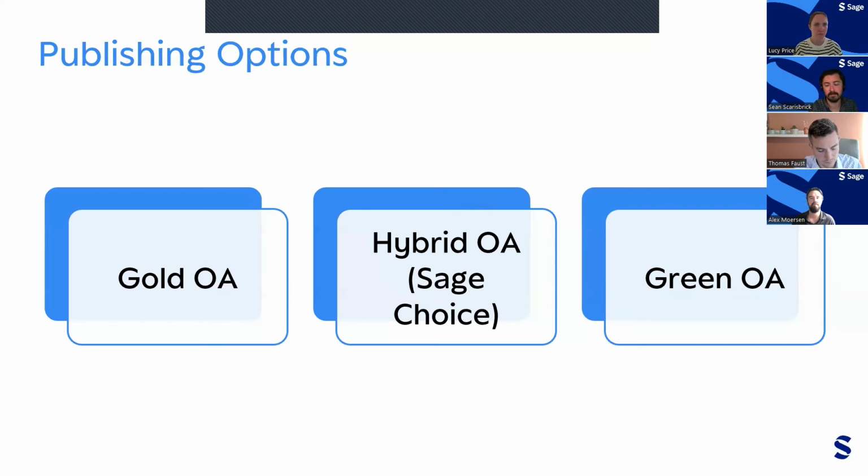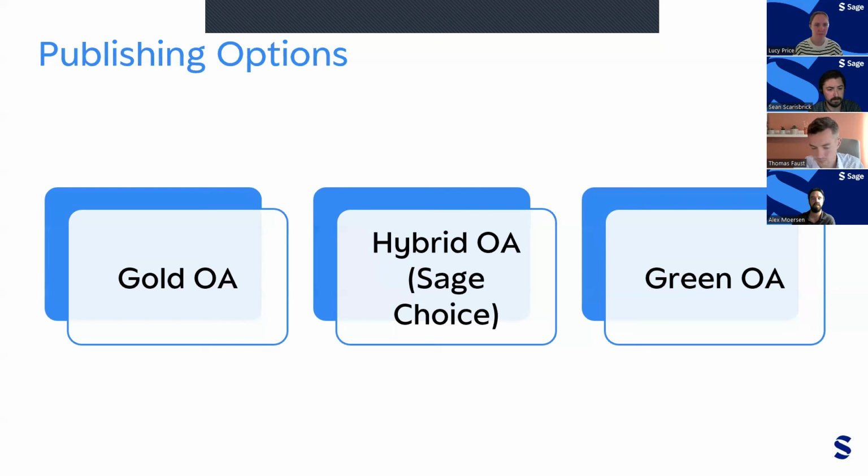At Sage, authors have many options when it comes to publishing, and authors can publish either in a fully open access journal or they can publish open access in a traditional subscription journal, which is known as a hybrid, or at Sage, we call it Sage Choice. In open access, authors pay an article processing charge, also known as an APC. APCs vary, but this could be discounted or waived, for example, if your institution has a deal with Sage.